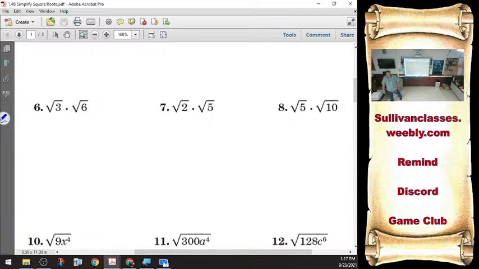Square roots are kind of like mathematical Vegas. What happens in radical land stays in radical land. What happens at the family reunion stays at the family reunion. Right, Braden? Yeah.